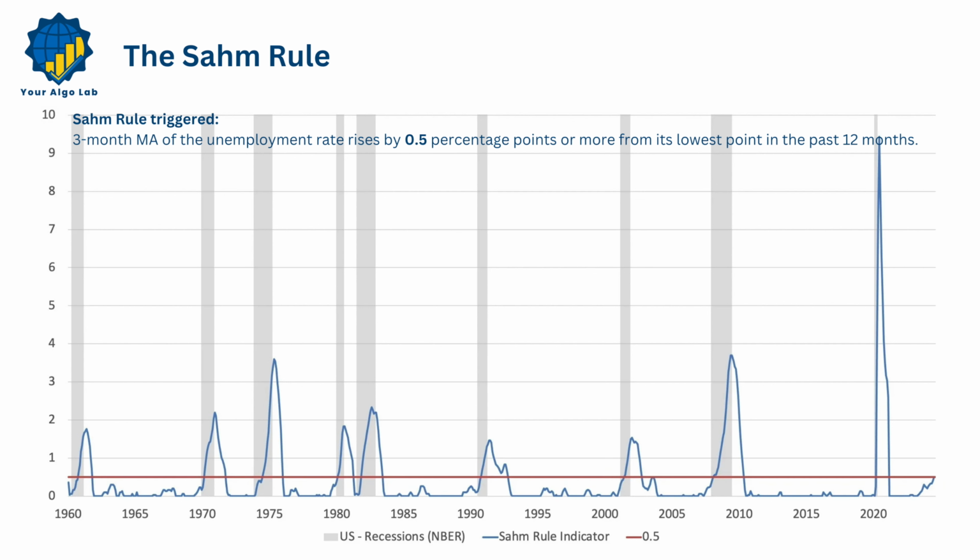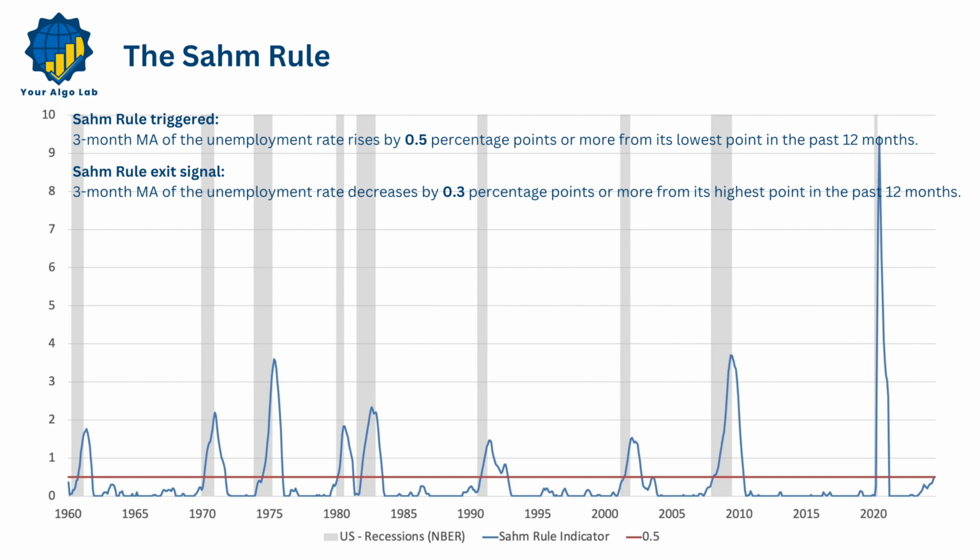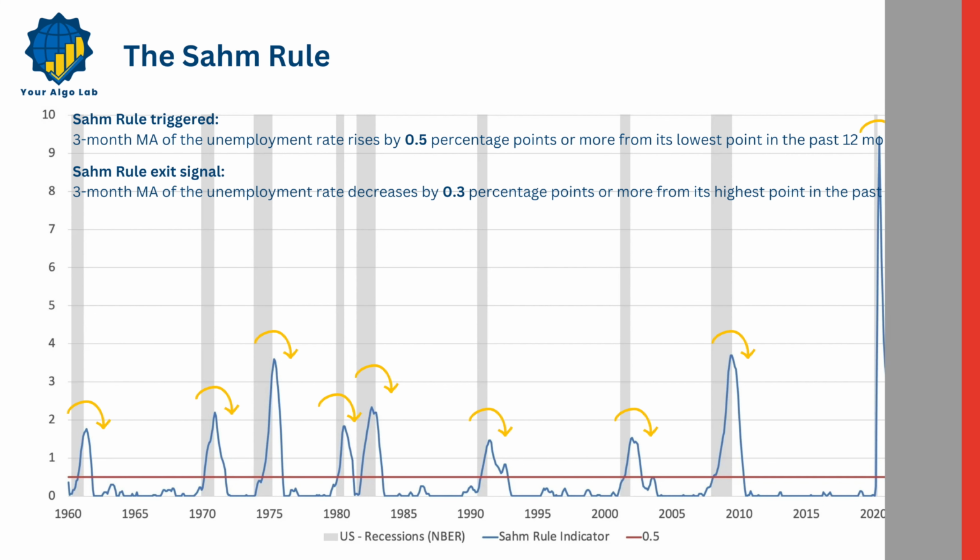The Sahm Rule clearly defines the trigger for a recession, but to use it for systematic trading, we also need an exit rule. We'll adapt the original concept of the Sahm Rule with a slight modification to establish the exit criteria. If the 3-month moving average of the national unemployment rate decreases by 0.3 percentage points or more from its highest point in the past 12 months, this signals an exit from the Sahm Rule. Now let's test how this set of rules performs across each asset class since 1980.